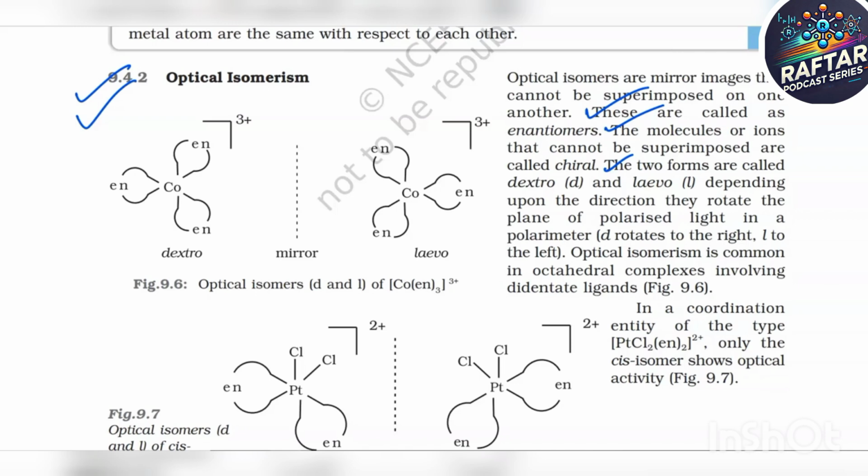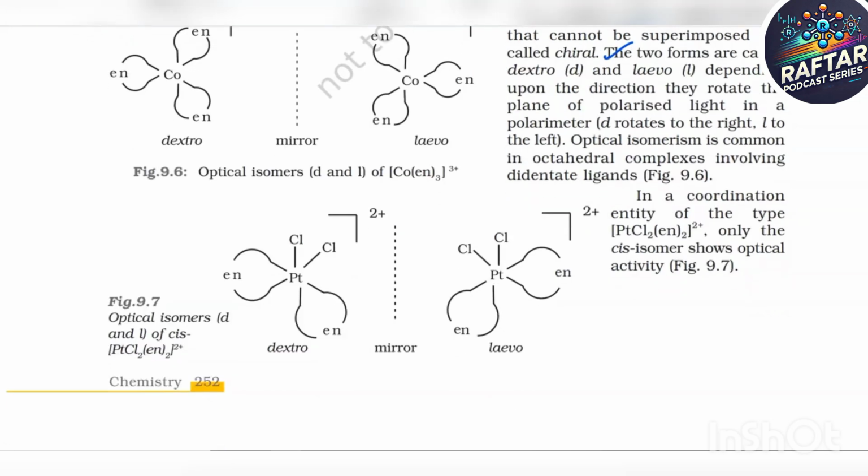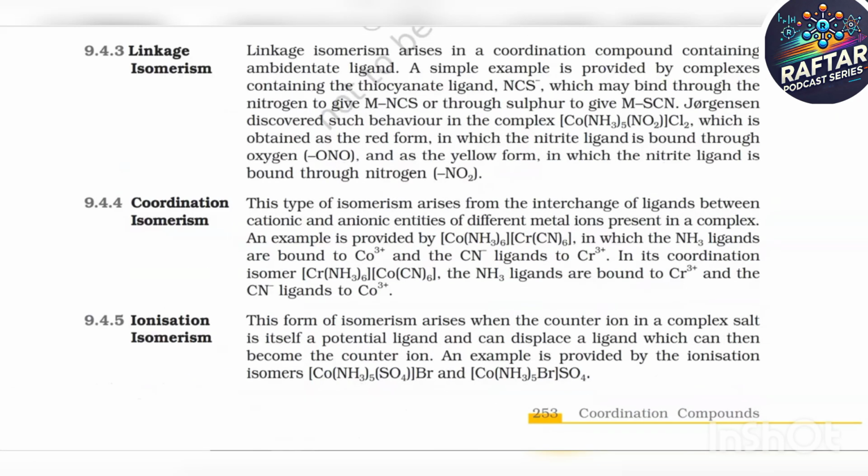Optical isomerism is common in octahedral complexes involving didentate ligands. In a coordination entity of the type [PtCl2(en)2]2+, only the cis isomer shows optical activity, figure 5.7.